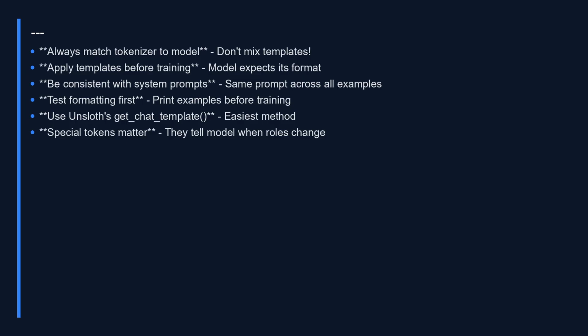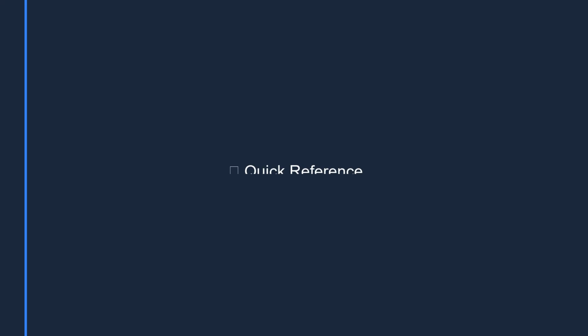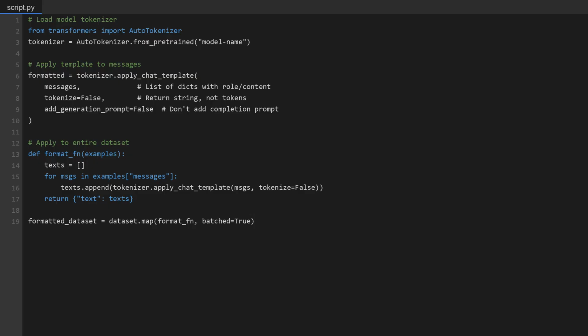Use Unsloth's get_chat_template when you can. It's the lowest friction path to correct formatting. And remember that special tokens aren't decoration, they're the structural signals that tell the model when roles change and when turns end. Quick reference: here's the canonical pattern you'll reuse in every project.